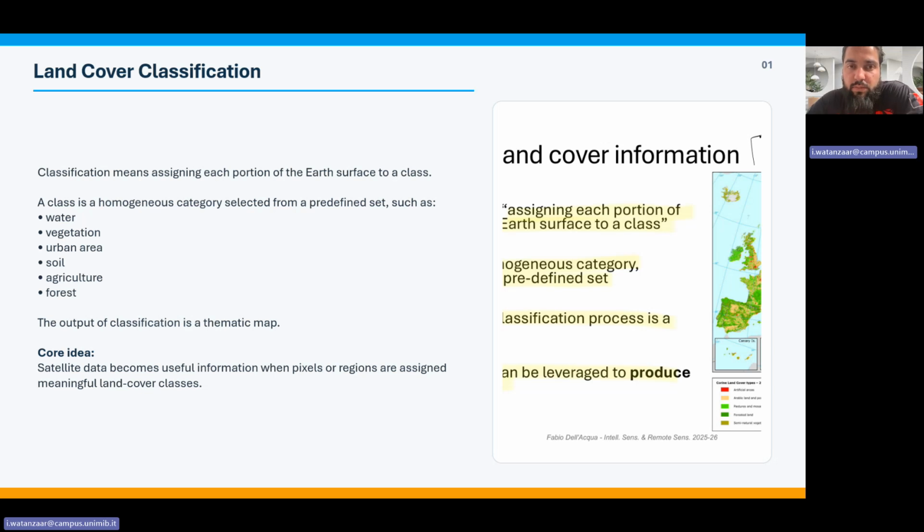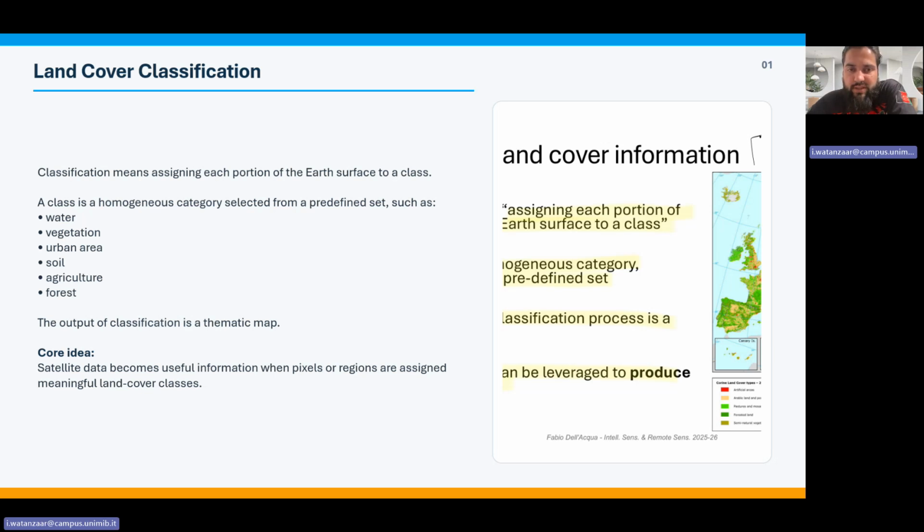Classification means assigning each portion of the Earth surface to a class. On the Earth surface, we have multiple areas like water and rivers, although one thing, but we can see vegetation, forests, many things, residential blocks, commercial areas. So we are going to try to put these areas into a single class. We will have predefined classes, and we will try to put all of them in a certain class, what thing belongs to what class. A class is a homogeneous category selected for a defined set. As I said, these will be predefined sets such as water, vegetation, urban area, soil, agriculture, forest.